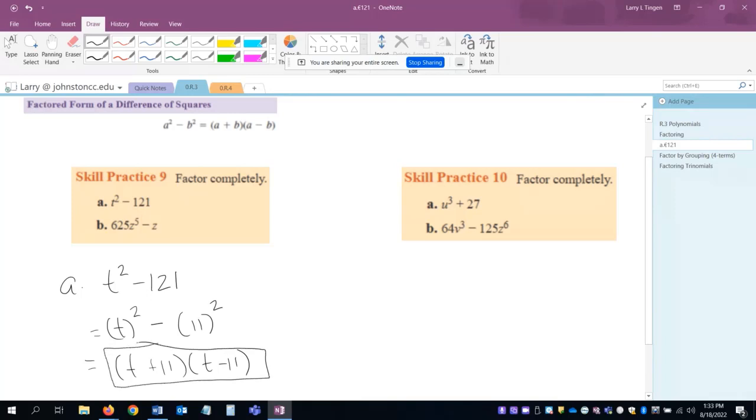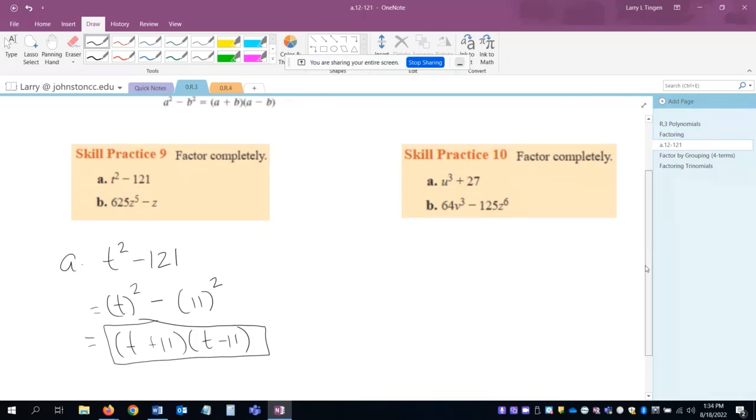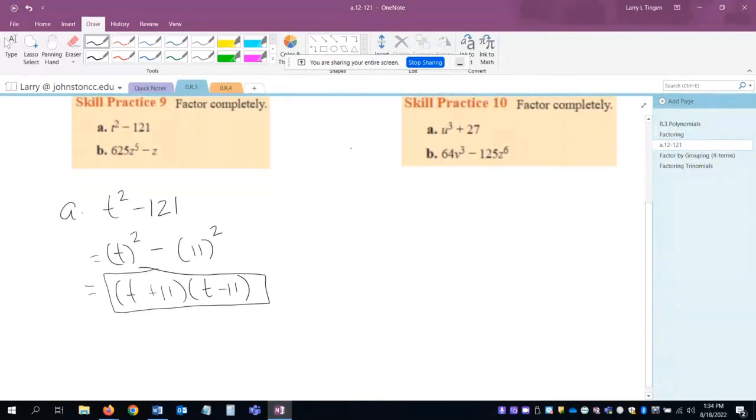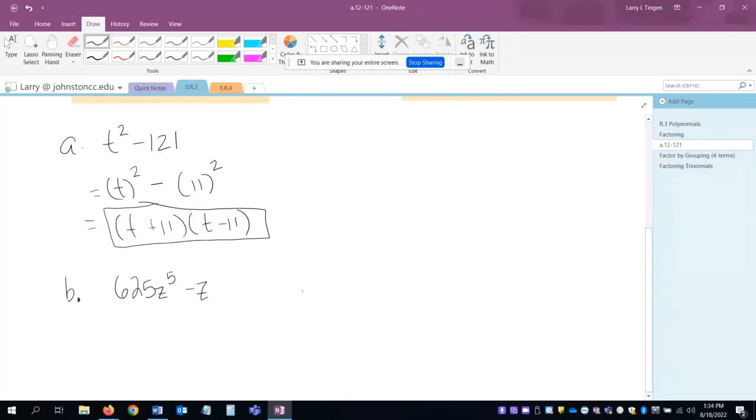So for this section, the key is I need to figure out the a and b that make this algebraic statement match the pattern that I've seen above. Now, the next one, okay, what do I have? Well, this one's not as easy because anytime you're doing factoring, the first thing you need to do is make sure there are no common factors in the terms.